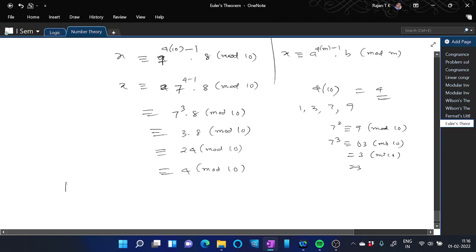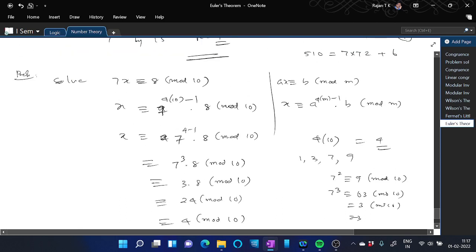Hence the solution is the residue 4 modulo 10. The residue 4 modulo 10 is the solution to our linear congruence given 7x congruent to 8 mod 10.